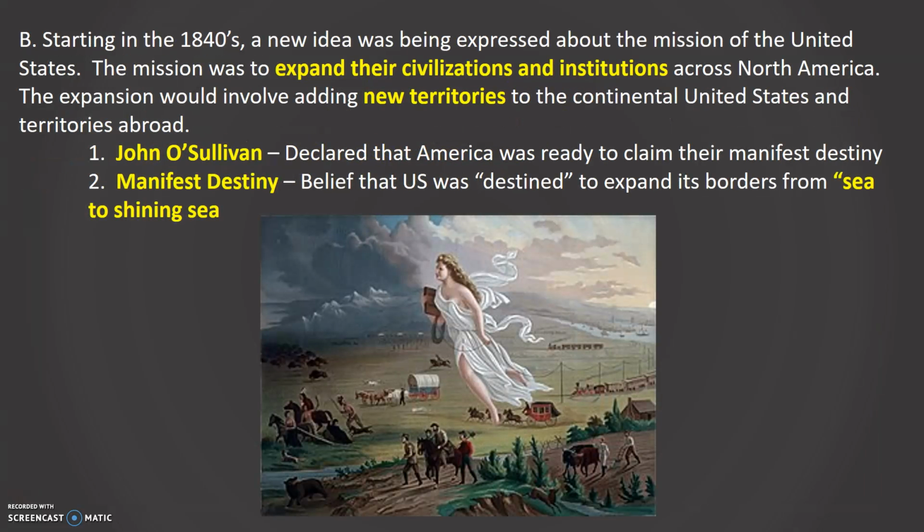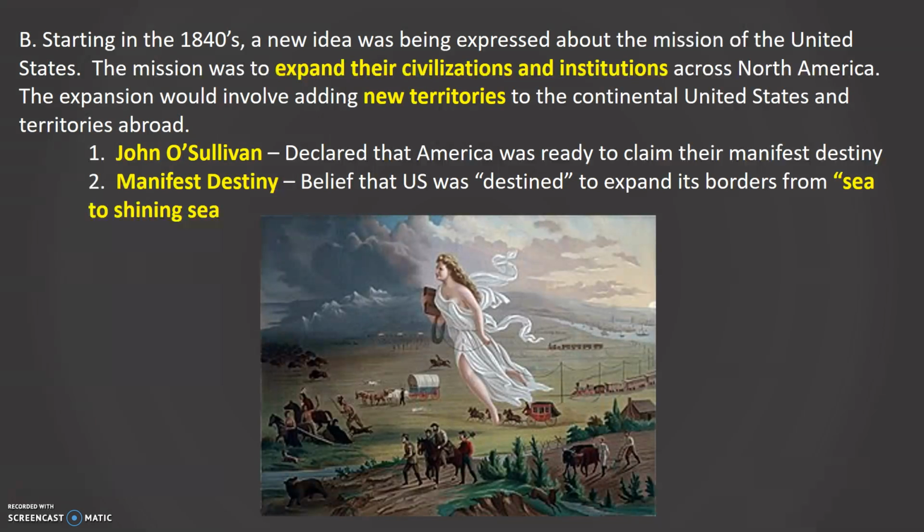Starting in about the 1890s, we start to have this new idea about what the vision and mission of the United States is. The United States was something now that should expand their culture to other places in other areas of the world, not just in North America. So we need to create new territories in order to tell people about democracy, tell people about Christianity, and spread our ideas around the world.